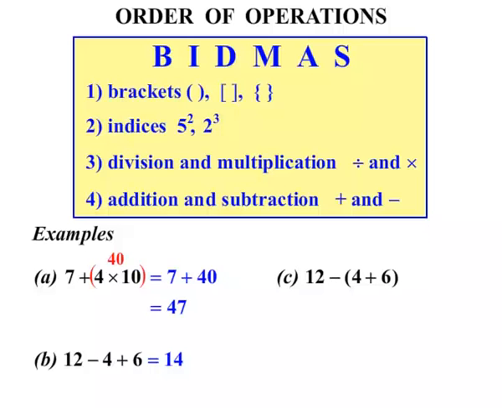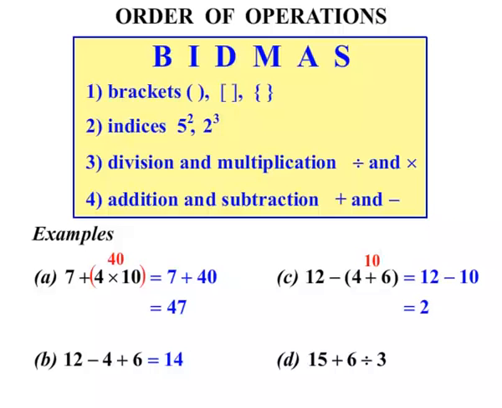The next one, 12 minus, and then in brackets we've got 4 plus 6. As soon as we see the brackets, we can see that the brackets occur at the top of our list, so we always do them first. So 4 plus 6 is 10. So the question now stands as 12 minus 10, and of course 12 minus 10 equals 2.